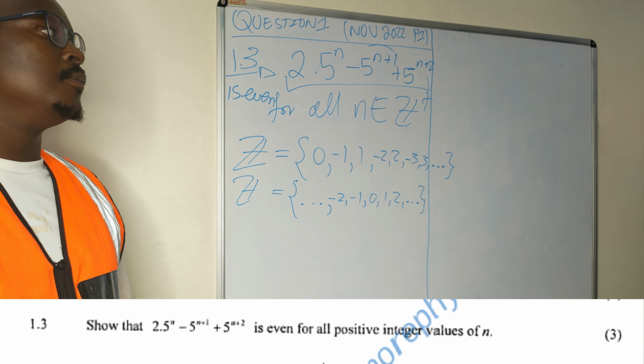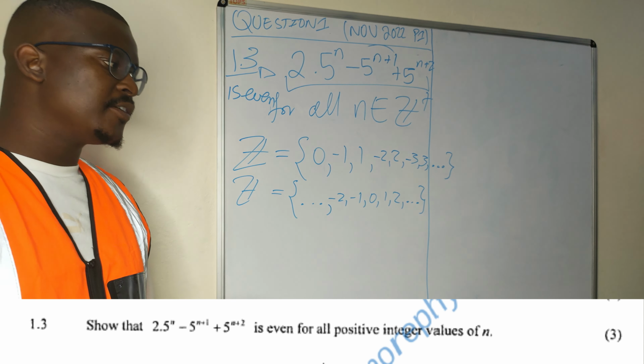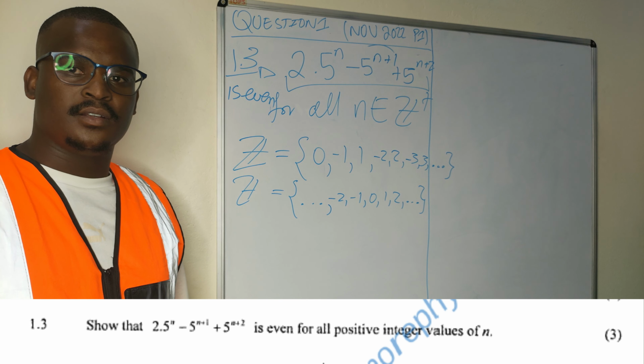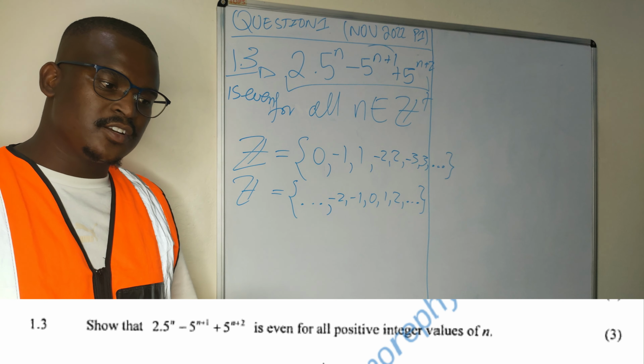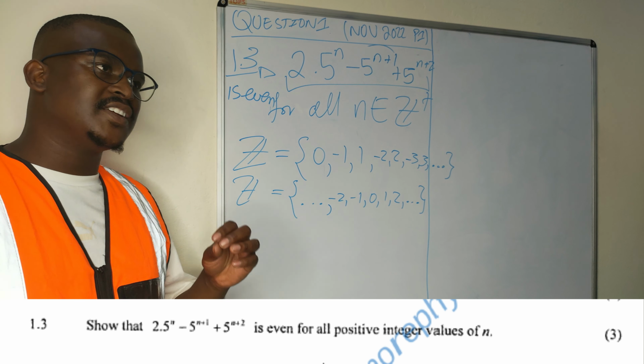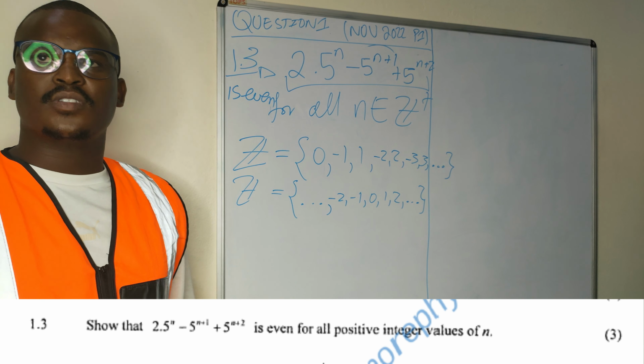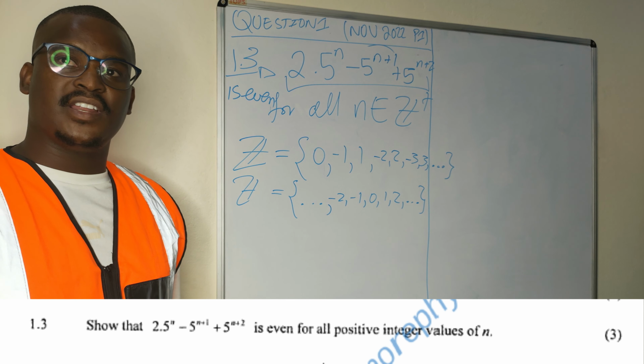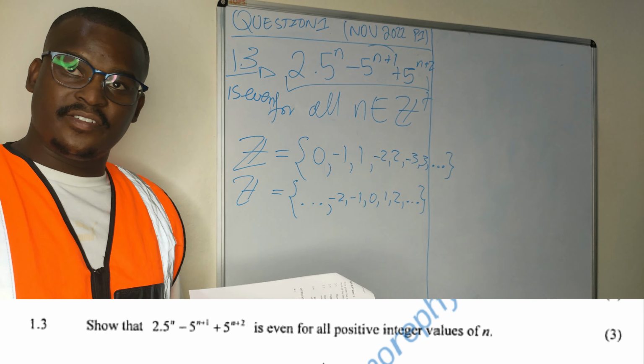So how do you show this? The first thing that you should understand is the term even. What do they mean by even? So you must know the definition of an even number. Once you know the definition of an even number, you can easily show that this thing is even for all n is a positive integer. So what is an even number?